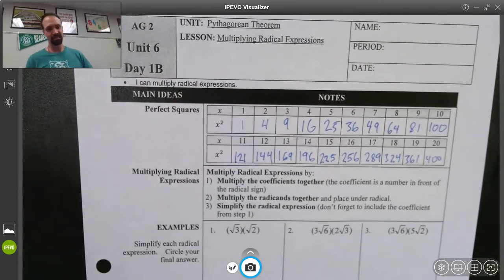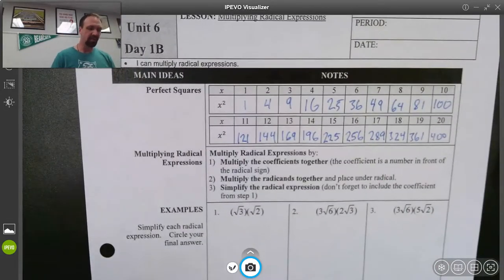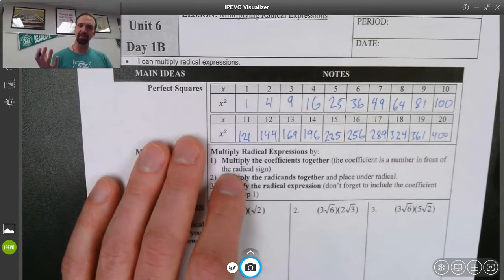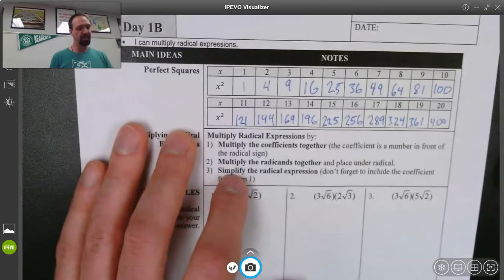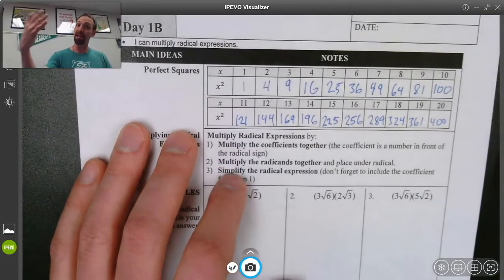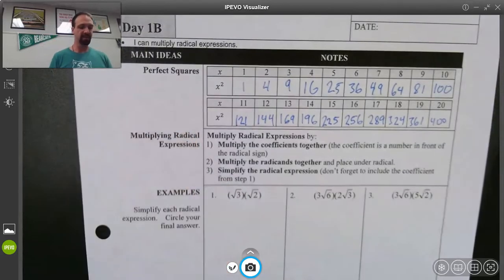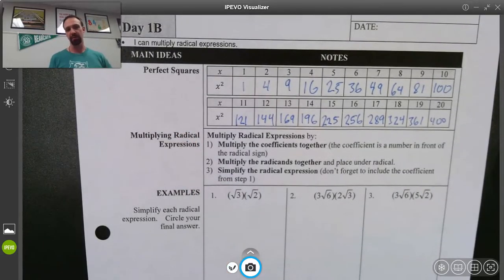All right, now that we have that, let's go ahead and multiply. The 3 steps for multiplying radical expressions: you multiply the coefficients together. Remember, the coefficient is the number in front of the radical sign. Then you multiply the radicands together. Remember, that's the number that's underneath the radical. And then we place that number in a radical, and then we just simplify. So we also need to remember that we need the coefficient as well.